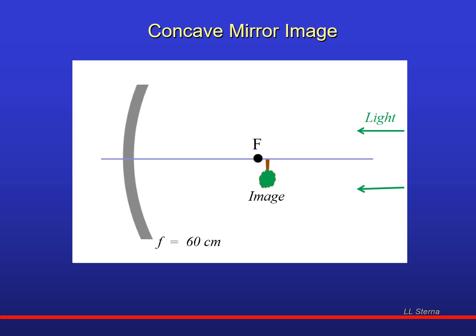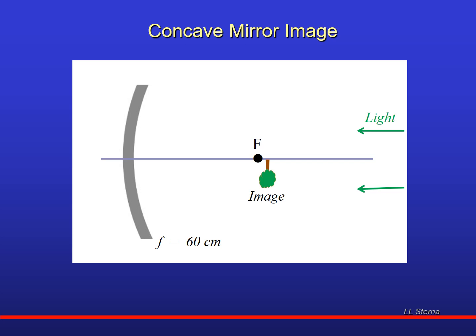Now, this is actually similar to things you've done before, but we can reverse the problem. Previously, I was showing you how to find the image. Now we're going to start with the image. Here we have a concave mirror. It's a large one, with a focal length of 60 centimeters. And what we see is the image of a tree in front of the mirror.